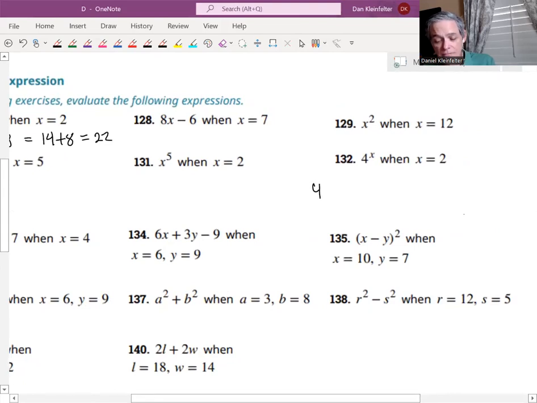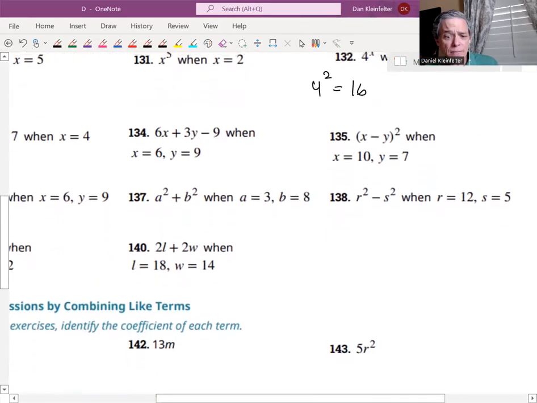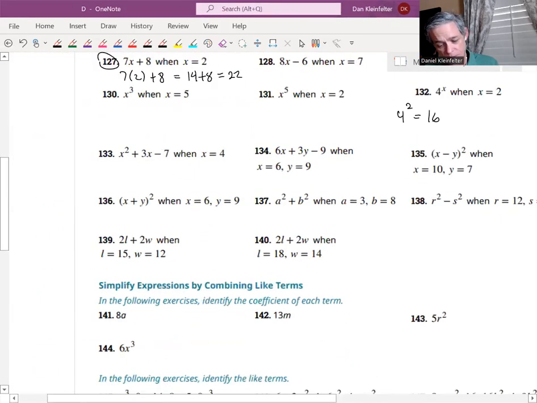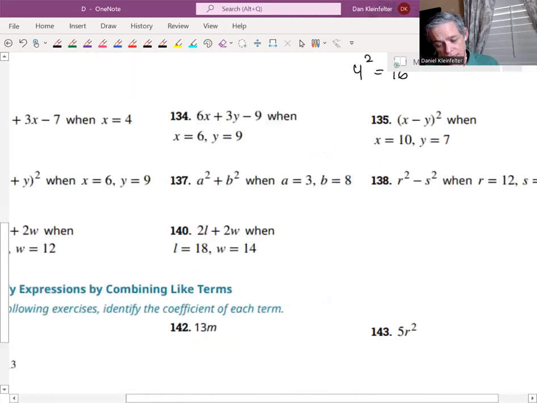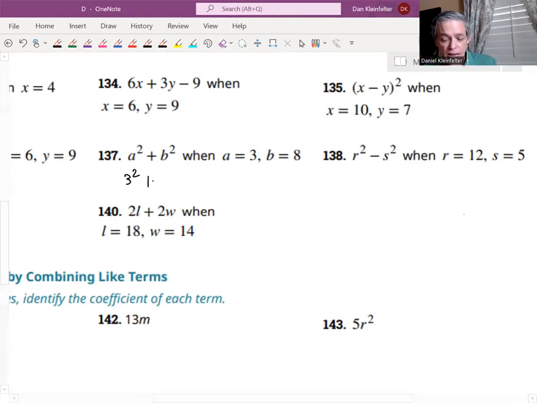4 raised to the x power. When x is 2, that's 4 squared or 16. In the next couple, there's more than one variable, so that's going to be more exciting. So let's do 137, a squared plus b squared when a is 3 and b is 8. So I replace the a with the number for a and the b with the number for b, and now we can calculate. We have 9 plus 64, which is 73.